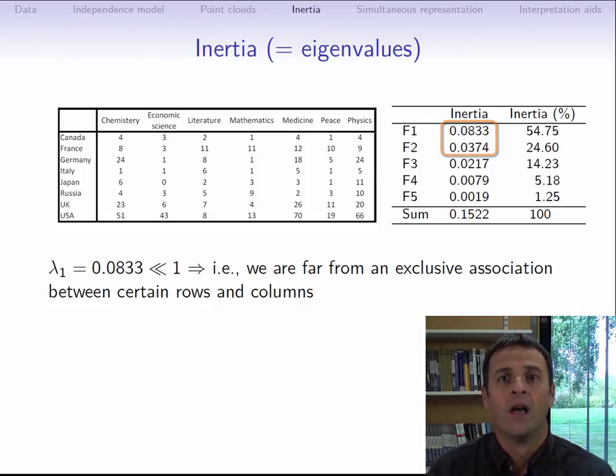We would have had a value of 1 if there had been at least one exclusive association between categories and countries. For example, all the prizes for one category went to only one country, and that country had no prizes in any other category. Clearly, therefore, we are far away from this situation. Indeed, the Nobel Prizes for the various categories are well spread out across the countries.